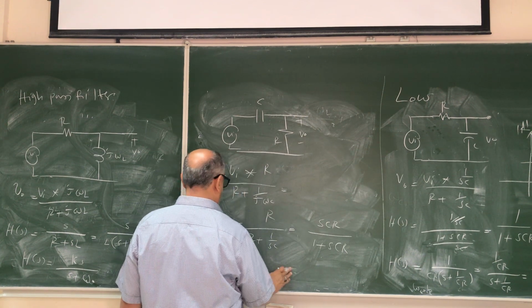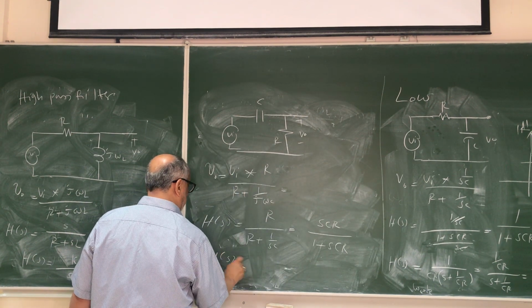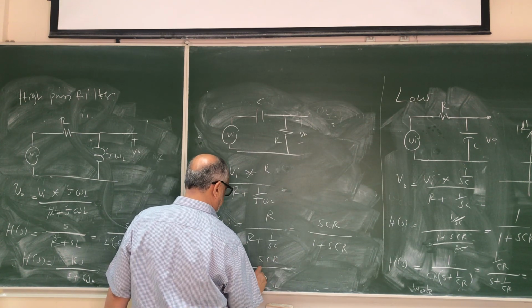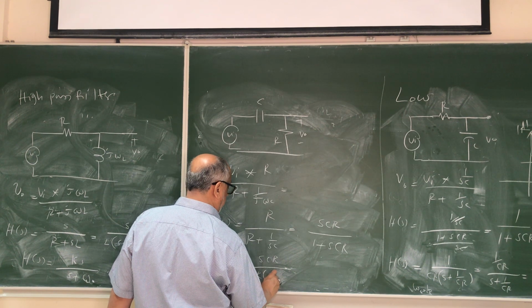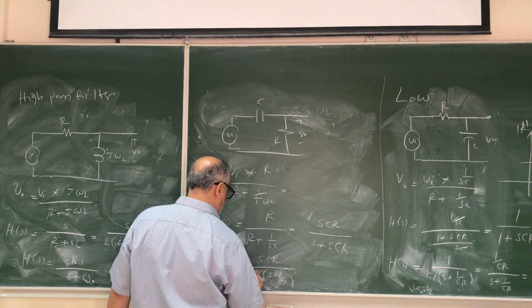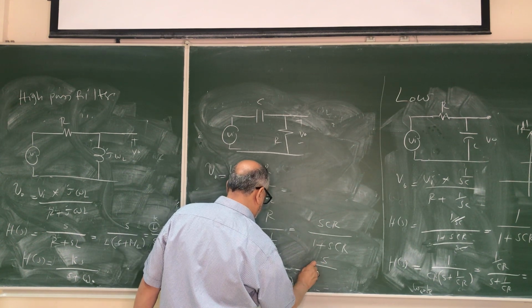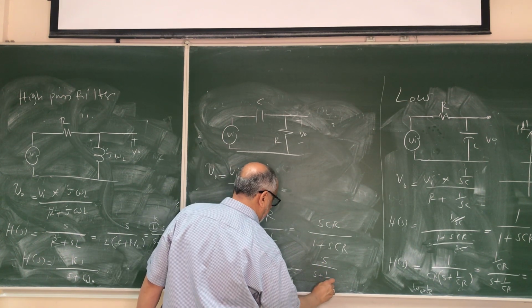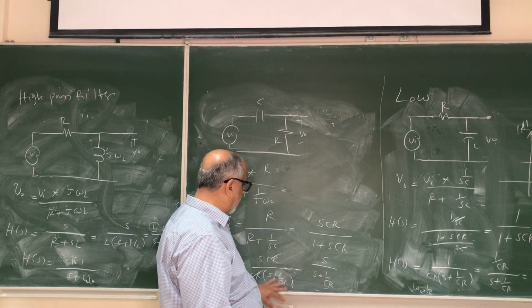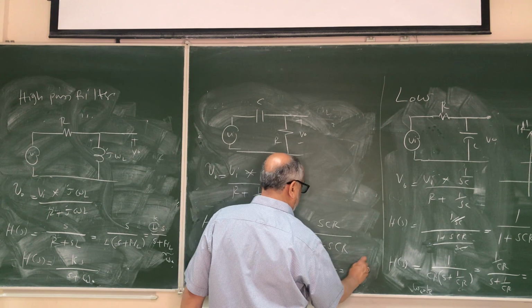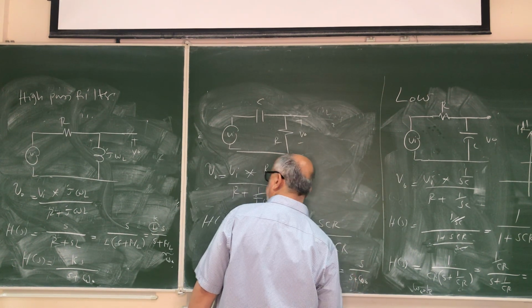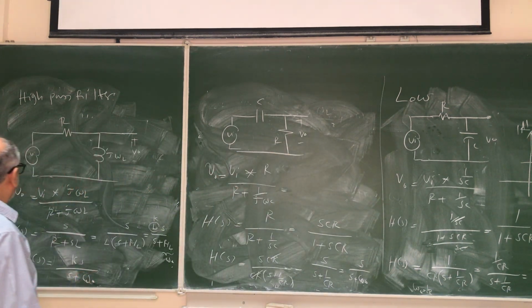Then we have to rearrange this. So we say H of S is equal to S C R over C R common factor. Here we have S plus 1 over C R. This will drop, and we have S over S plus 1 over C R. So this is the standard form for the high pass. So it is S over S plus omega naught. Okay? Why do you have this here?